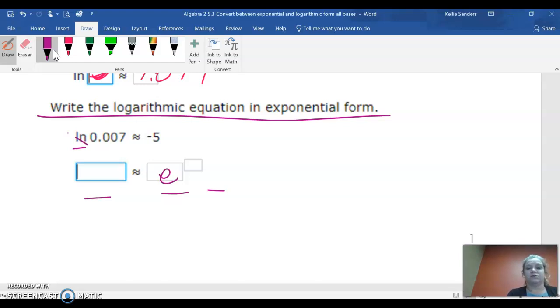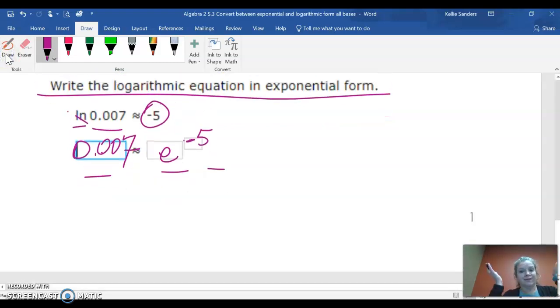So I've taken care of natural log. The exponent is your answer. So the exponent goes there. And then 0.007 is what it approximately is. That's it.